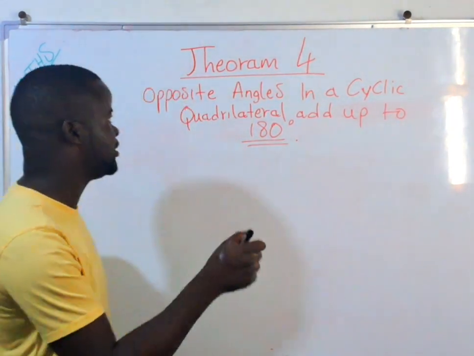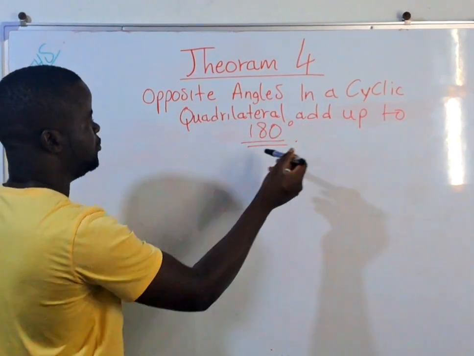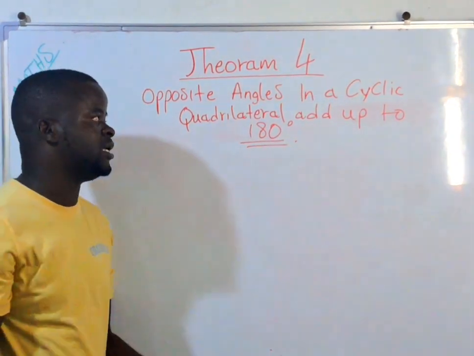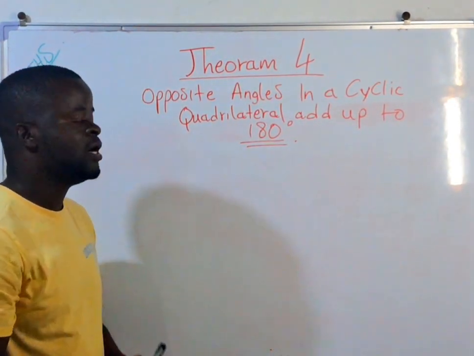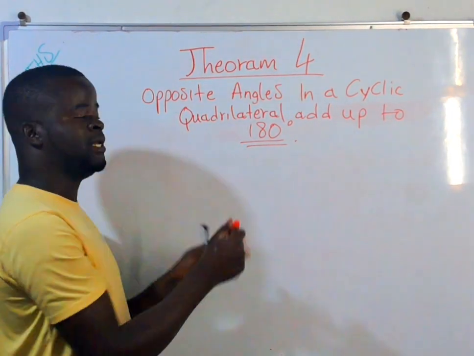Today, we are going to continue with theorem number 4. This one states that opposite angles in a cyclic quadrilateral add up to 180. Opposite angles in a cyclic quadrilateral add up to 180. We are going to come up with a circle so that we explain the theorem.